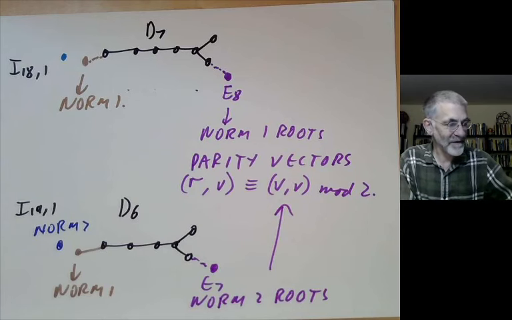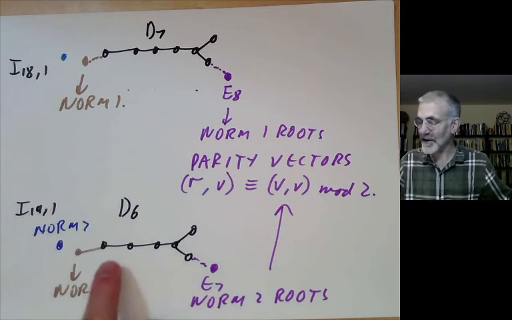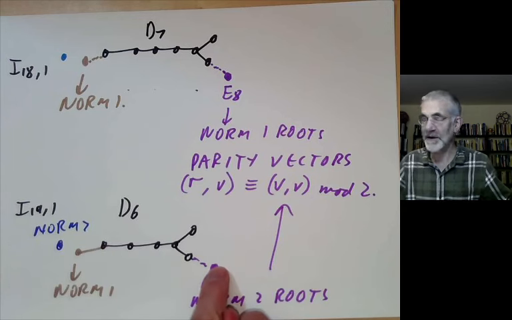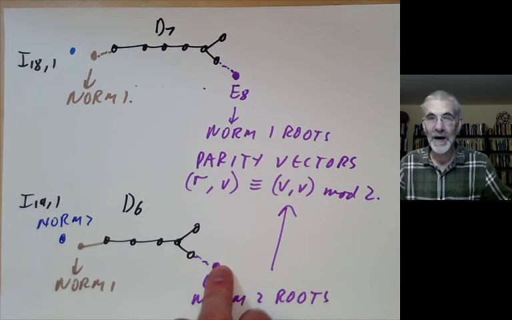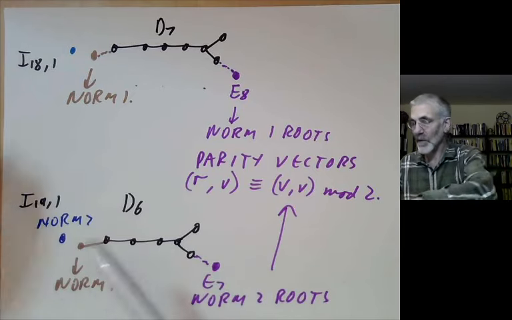This accounts for Vinberg's diagrams. Also, it makes it rather easier to calculate the Dynkin diagrams because you just have to search for certain vectors in the Leech lattice, which turns out to be rather easier than running Vinberg's algorithm. So what happens for the case D5? So let's take a look.